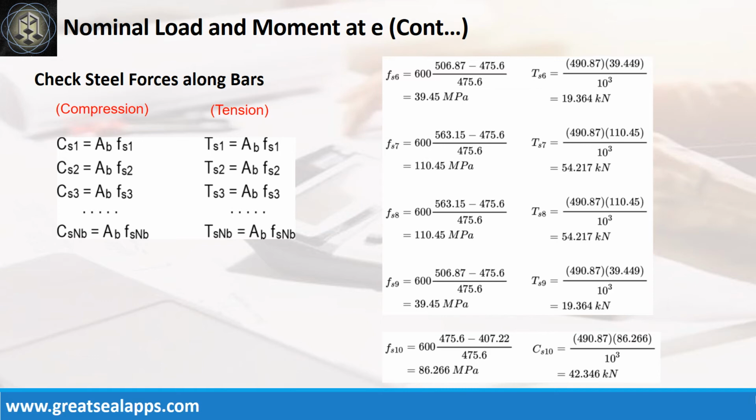Stress at d7 equals 110.45 megapascal with tensile force equals 54.217 kN. Stress at d8 equals 110.45 megapascal with tensile force equals 54.217 kN. Stress at d9 equals 39.45 megapascal with tensile force equals 19.364 kN. Stress at d10 equals 86.266 megapascal with compressive force equals 42.346 kN.